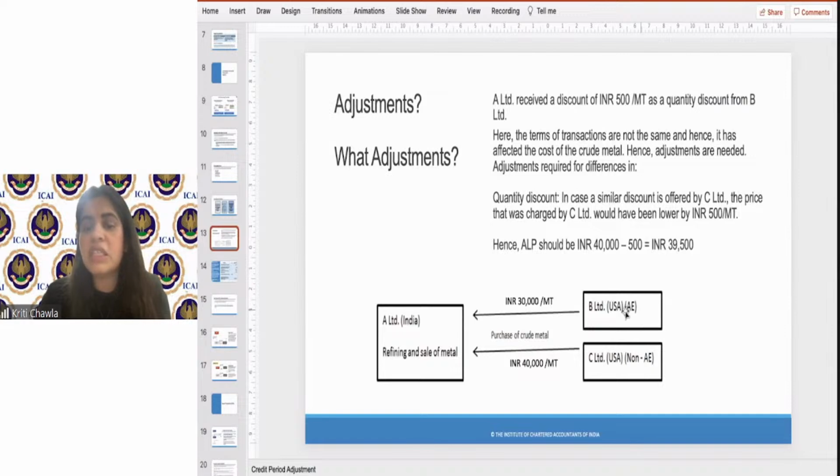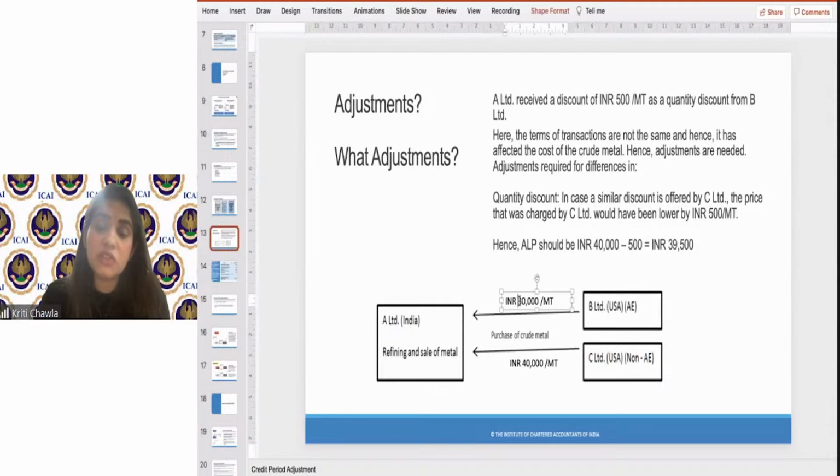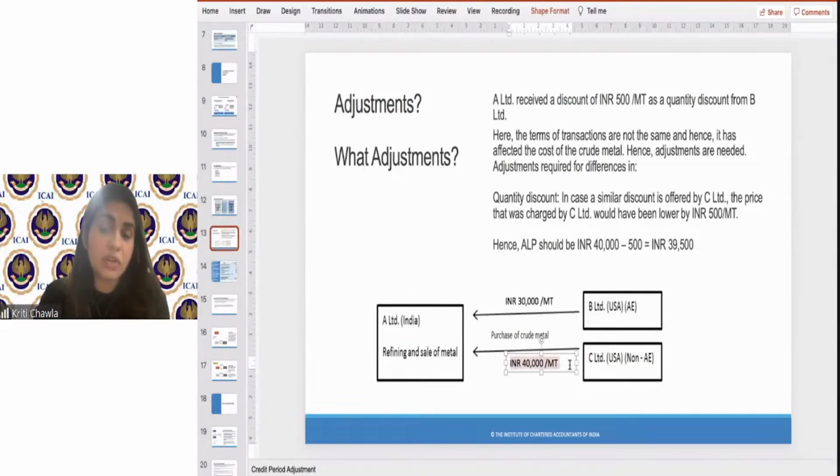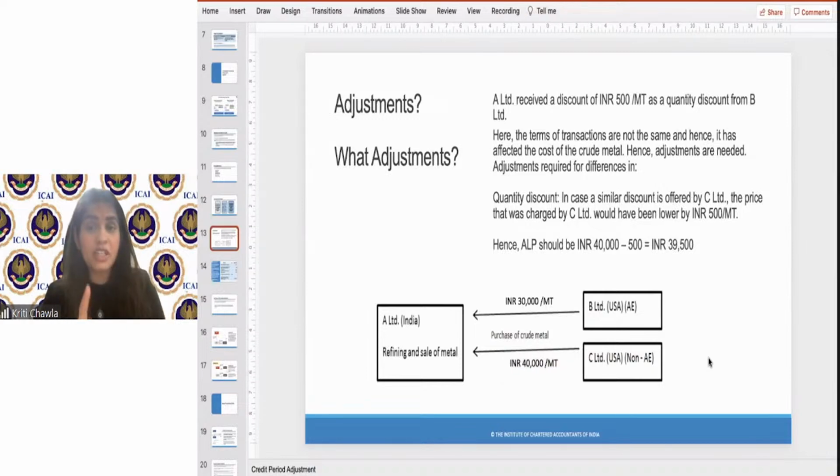When they purchase raw material from B Limited, they purchase it at 30,000 rupees per MT. But if they have another entity, which is C Limited, that is also in USA and that is not related to them, when they purchase raw material from C Limited, they purchase it at 40,000 rupees. So if you see, this is not correct, because when they purchase it from a non-related party, they purchase it at 40,000 rupees. But when they purchase it from their associated enterprise, they purchase it at 30,000 rupees. So that is absolutely not correct.